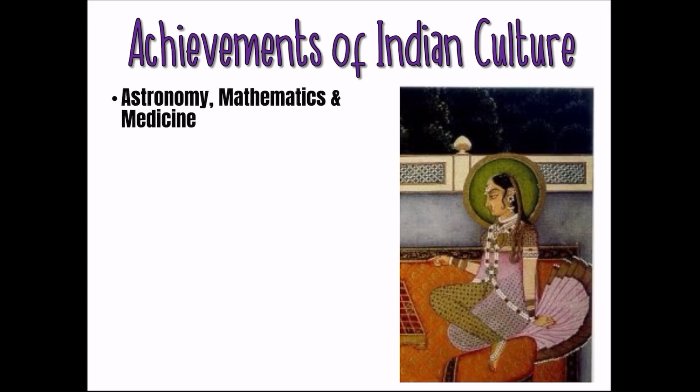So we've got some stuff in astronomy, math, and medicine. If we look in your book at astronomy, under the Guptas, they actually identified 7 planets. They were able to calculate the diameter of the Earth. They knew that the Earth was round. They even developed an early theory of gravity.